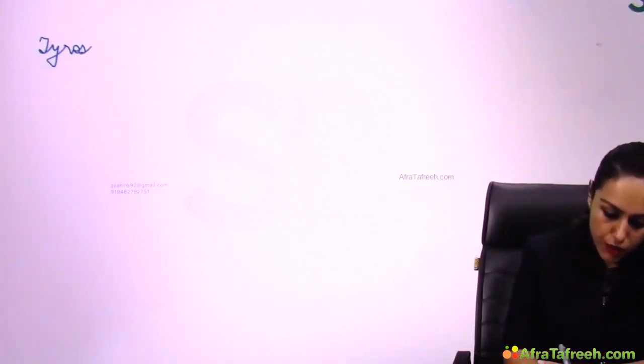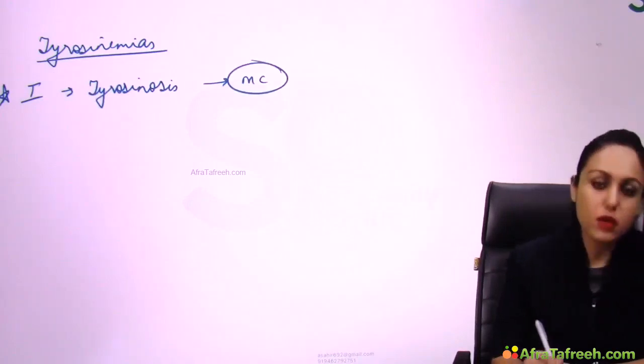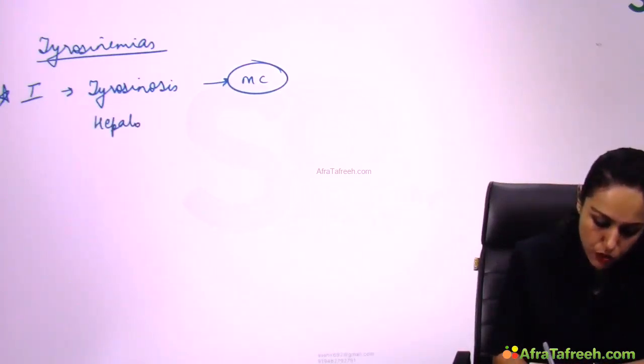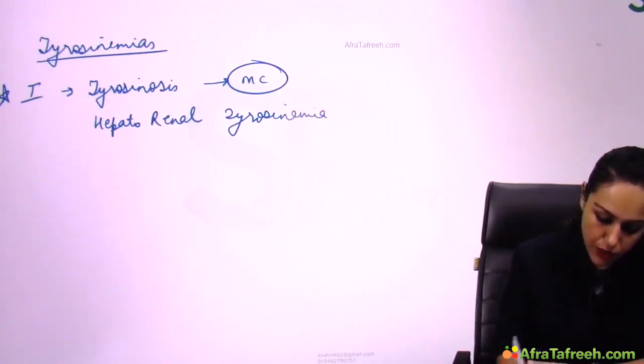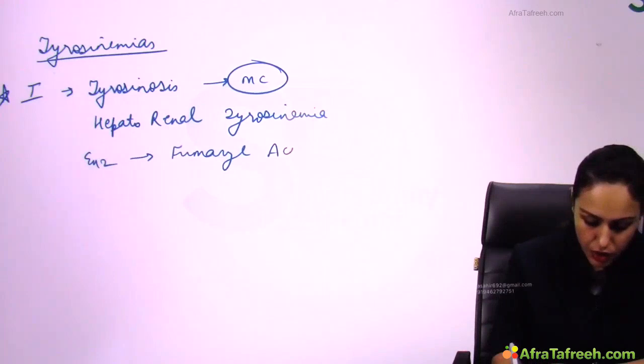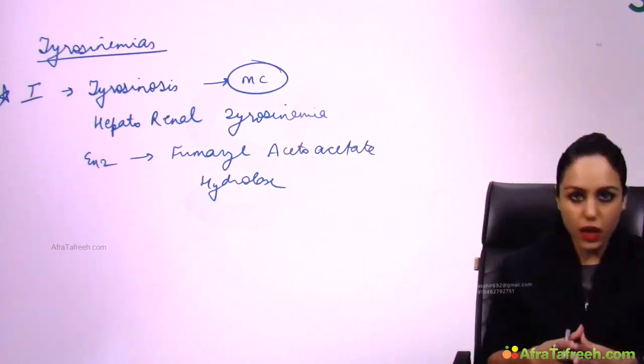Now coming to tyrosinemias, I told you there are 3 types of tyrosinemias. Type 1 tyrosinemia is also called tyrosinosis. This is the most common tyrosinemia, and this is also known as hepatorenal tyrosinemia. The enzyme which is deficient in these patients is fumarylacetoacetate hydrolase, which is the last enzyme of this pathway, right?